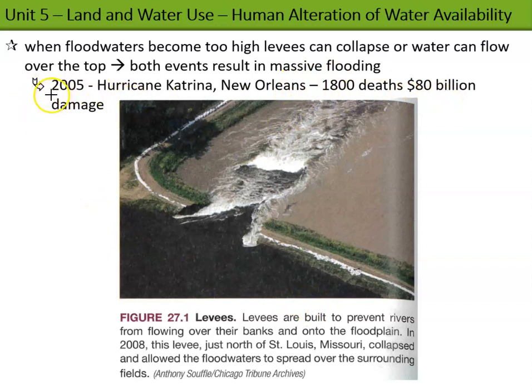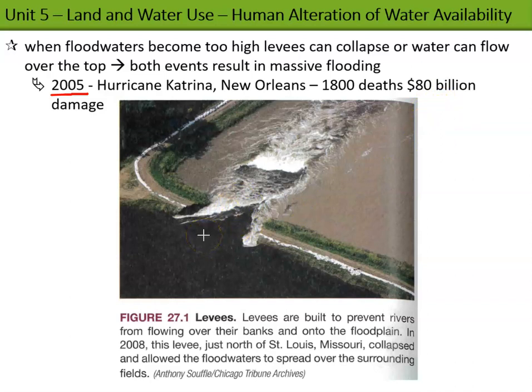Famously, like I already mentioned, in 2005, Hurricane Katrina had almost a direct hit on New Orleans and caused levees to break that were going right through the center of the city, essentially. The overall death toll from the hurricane was about 1,800 people, and it caused more than $80 billion worth of damage. So it was incredibly destructive.